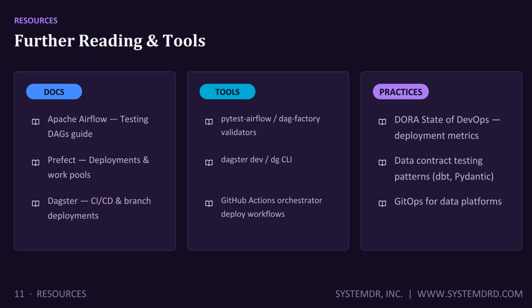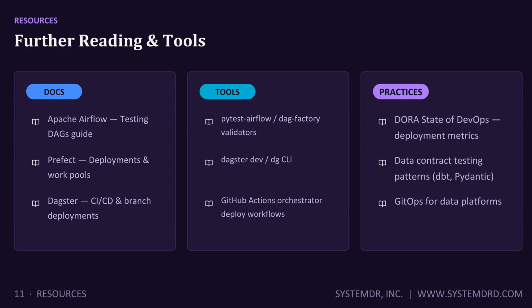For anyone who wants to go deeper after this, here's where I'd start. Each orchestrator's own documentation is genuinely the best source for deployment specifics, since these APIs move fast. Airflow's testing guide, Prefect's deployment docs, and Dagster's CI/CD and branch deployment docs. On the tooling side, PyTest-based DAG validators, the Dagster CLI for scripting branch deployments, and ready-made GitHub Actions templates for each platform. And if you want to go broader, look at the DORA State of DevOps research for deployment frequency benchmarking, and at data contract patterns from ecosystems like dbt and Pydantic, which pair naturally with the schema as CI gate principle we just covered.